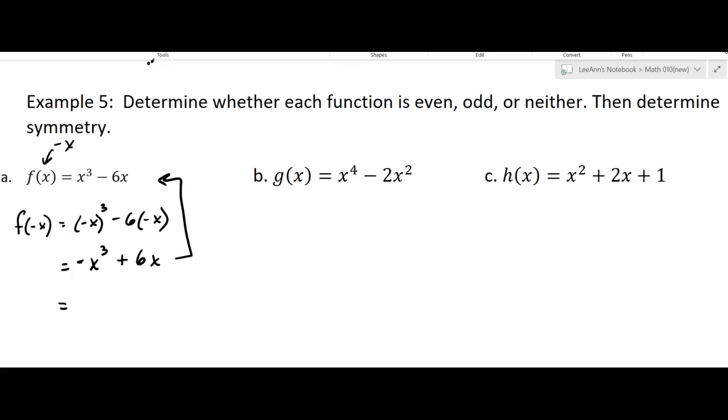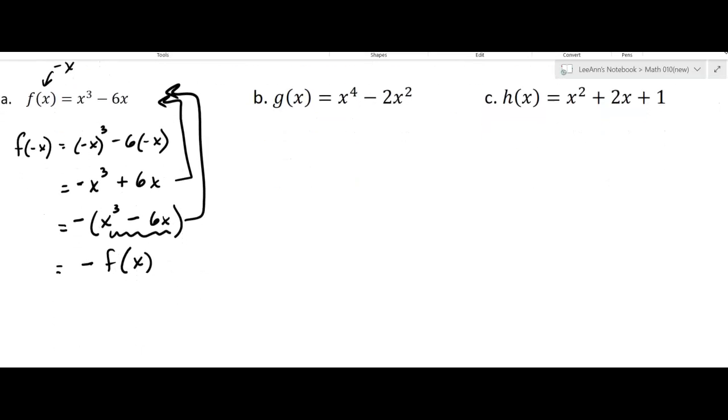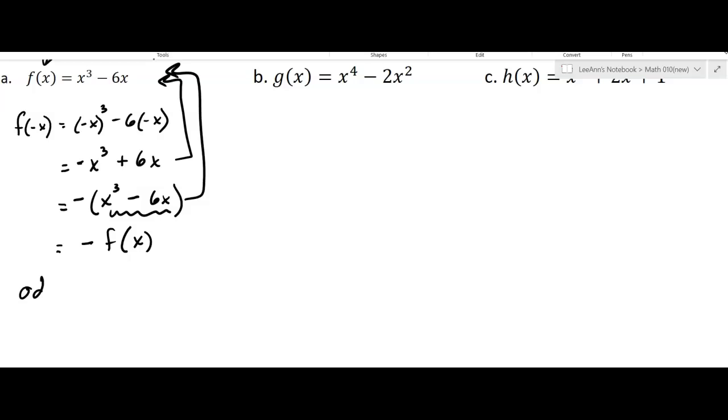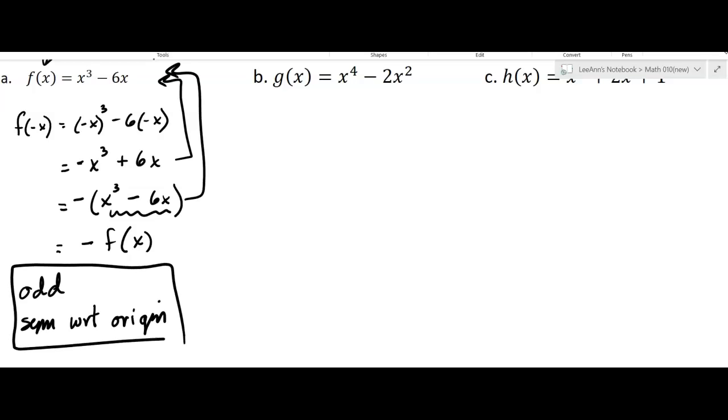But if I take out a negative sign, so if I factor out a negative 1, do I get the opposite of f of x? So is this inside here what we started with? And the answer is yes. So it's the opposite of the function, so it's odd. And that means it's symmetric with respect to the origin. So then that's your answer there.